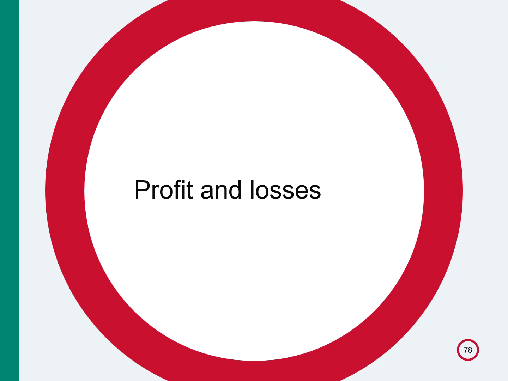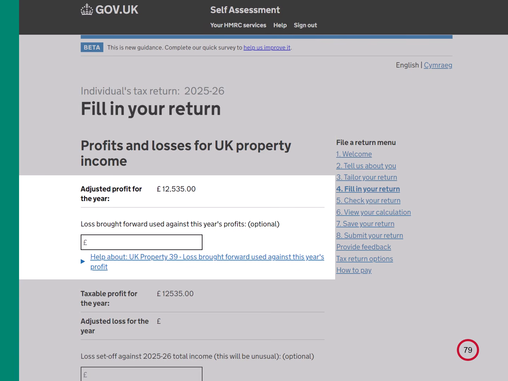We'll move on to the Profit and Losses page of the UK property section of your tax return. On this page, if you have an adjusted profit for the year, you must enter any loss from this property business that you've brought forward from earlier years in the Loss Brought Forward box. The amount to enter cannot be more than the adjusted profit for the year. Any remaining loss can be carried forward to a later year, and we'll show you where to include this shortly.